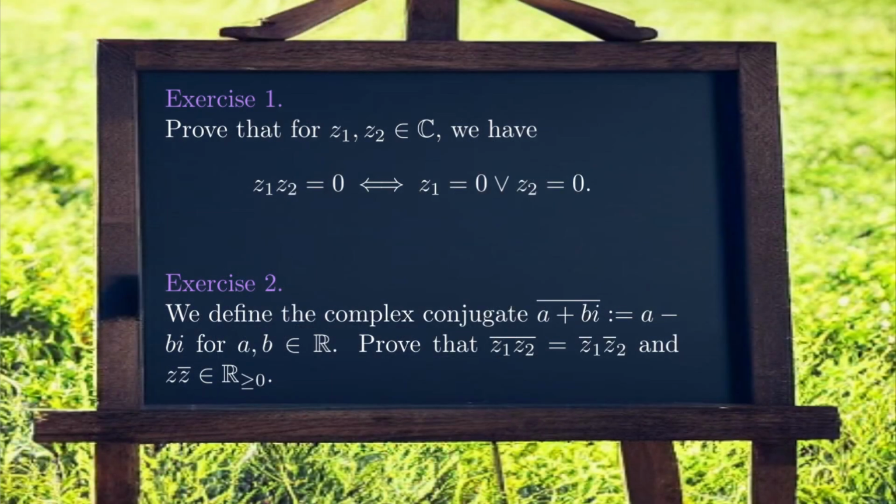We start with two small exercises. Check that for complex numbers z1 and z2, their product z1 z2 is equal to 0 if and only if at least one of the two numbers is equal to 0.